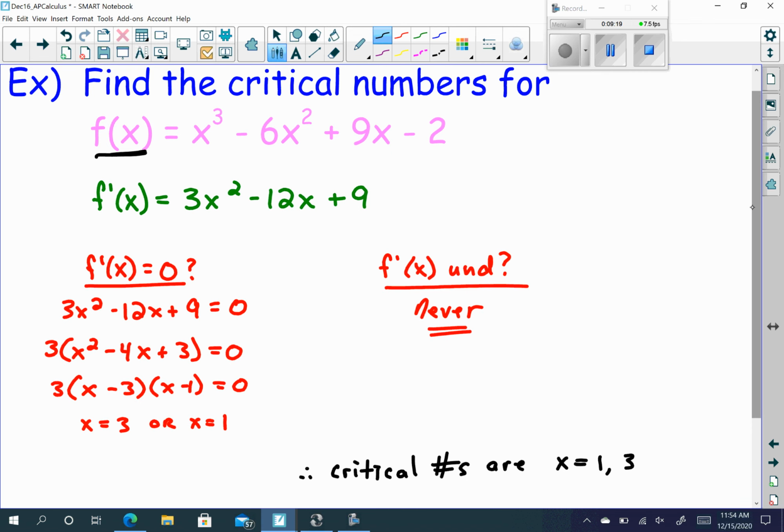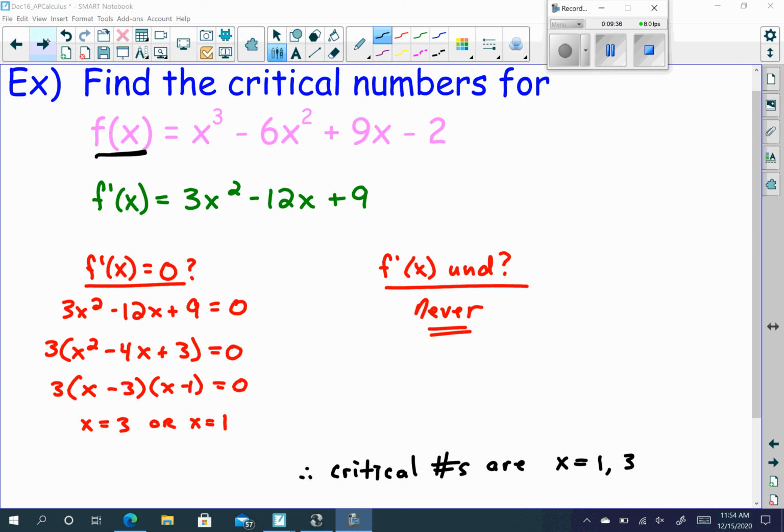So the very start of all of these problems is to find the first derivative. Ask yourself two questions here. Is f prime of x ever equal to 0, or is it ever undefined? Any x values we get fall under the definition of them being a critical number.